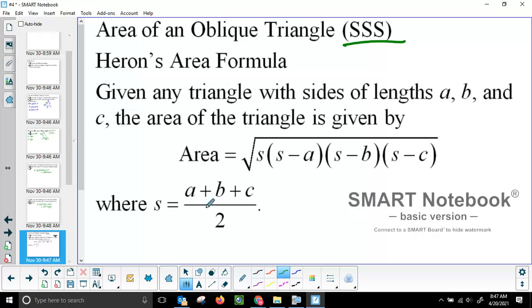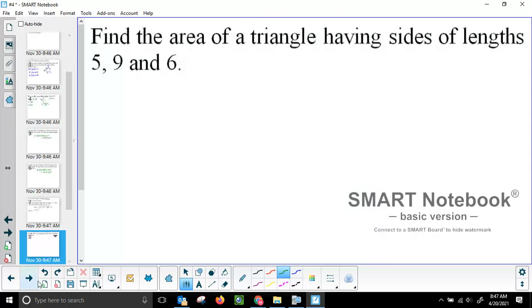This, of course, will be given to you, these two pieces here, on your formula sheet as well. All right, so find the area of a triangle having sides of length 5, 9, and 6. The first thing that we're going to want to do is find S. That is equal to the sum of your three sides divided by 2. So 15 and 5 is 20, divided by 2 is 10.